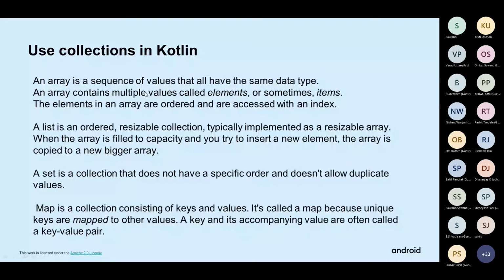It's called a map because unique keys are mapped to other values. A key's accompanying value is often called a key value pair. Say we have a map of roll number and name. Every roll number is a unique value and every name is a unique value, and they are linked. Like for roll number 1, we have Shreya, for roll number 2, we have Sudhanshu, for roll number 3, we have something else. So every unique value in roll number is mapped to every unique name, and that is the concept of map, and they are key value pairs.